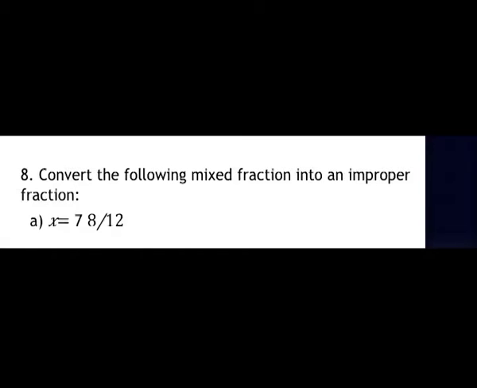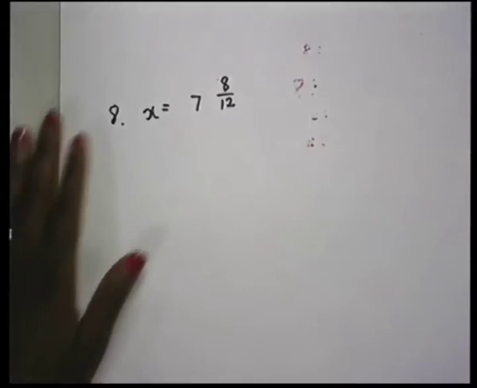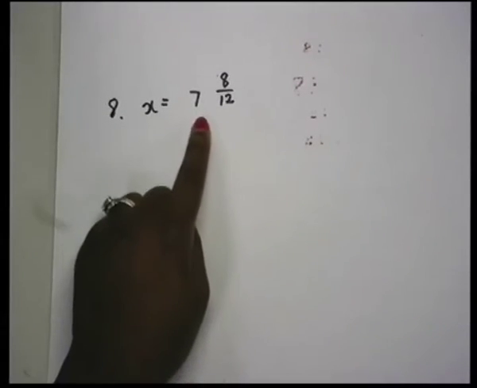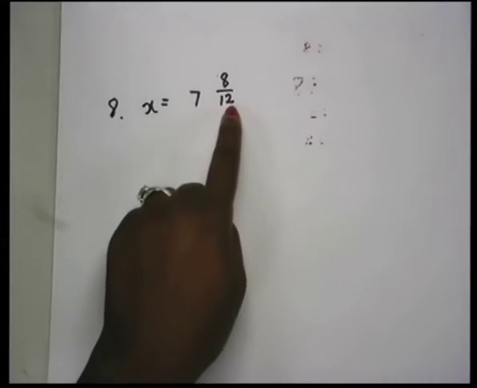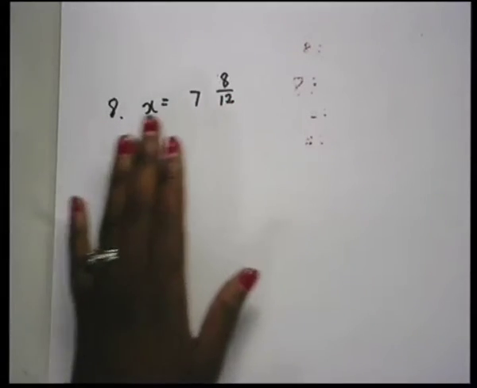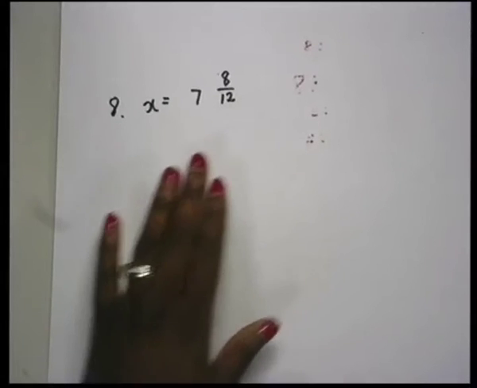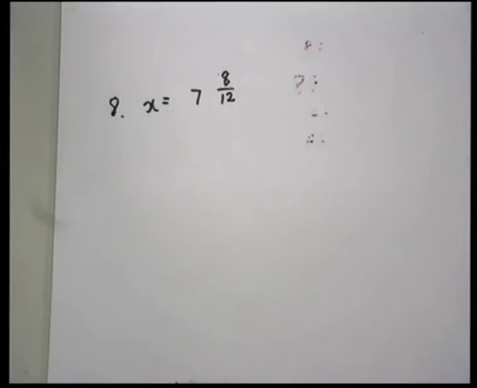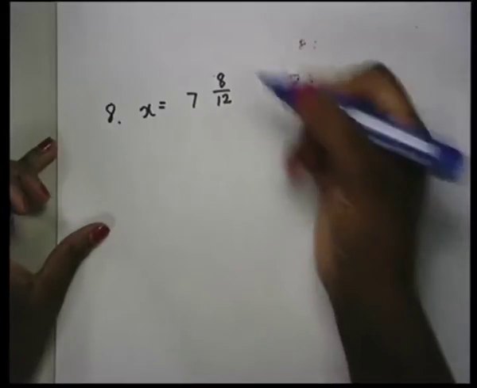Question number 8. Convert the following mixed fractions into an improper fraction. X is equal to 7 and 8 over 12. So this mixed fraction needs to be converted into an improper fraction. Now just think back to question 7 that we just answered. If you think back to that, then you will already know how to change this specific fraction into an improper fraction.